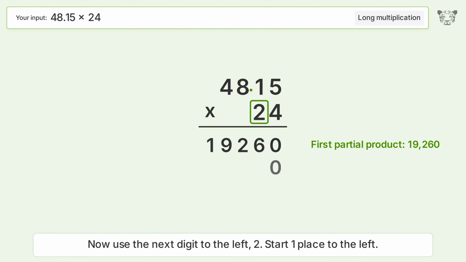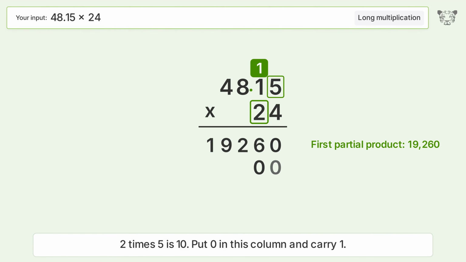Now use the next digit to the left, 2. Start one place to the left. 2 times 5 is 10. Put 0 in this column and carry 1. 2 times 1 plus the carried 1 is 3.